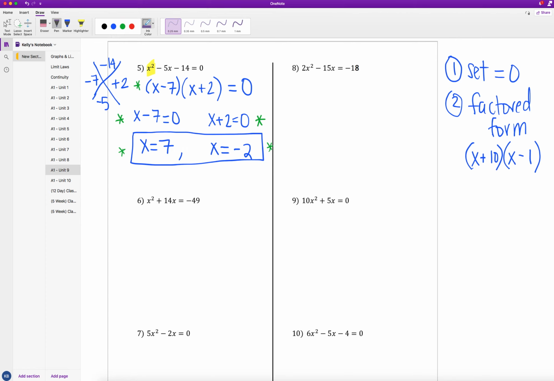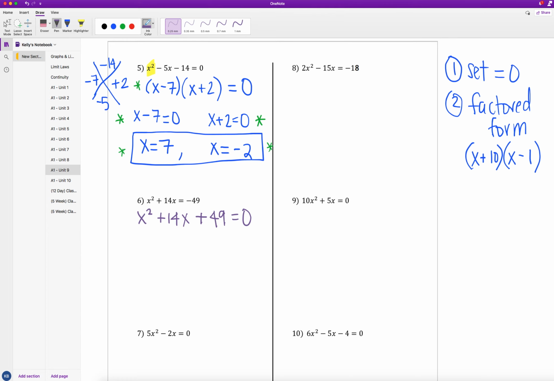Okay, let's do example 6. Example 6 says x squared plus 14x equals -49. Well, this is definitely not set equal to 0 since I have the -49 on the other side. Any suggestions for how we could make this set equal to 0? So to set this equal to 0, we could add 49 to both sides and get x squared plus 14x plus 49 equals 0. Now that we're set equal to 0, that step is taken care of, but are we in factored form? In this case, we are not in factored form.